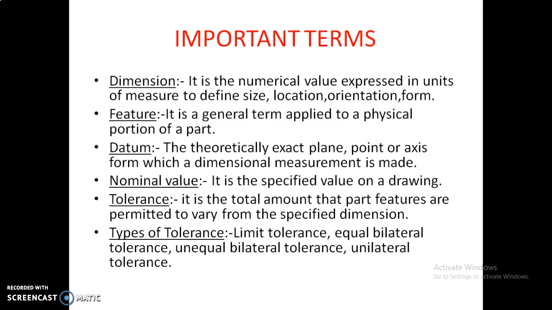Tolerance. It is the total amount that a part feature is permitted to vary from the specified dimension. Means how much variation is applicable, or how much we can move our dimension. It is known as tolerance. The types of tolerance are limit tolerance, equal bilateral tolerance, unequal bilateral tolerance, and unilateral tolerance. Means if the tolerance is on one side of the dimension, it is known as unilateral tolerance. If the tolerance is on both sides of the dimension, it is known as bilateral tolerance.